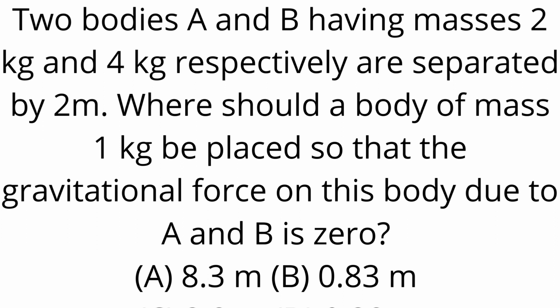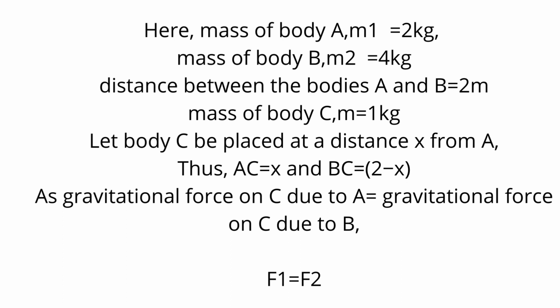Two bodies A and B having masses 2 kg and 4 kg respectively are separated by 2 meters. Where should a body of mass 1 kg be placed so that the gravitational force on this body due to A and B is 0? Very interesting problem. We have two bodies A and B. M1 is 2 kg, M2 is 4 kg. The distance between them is 2 meters.